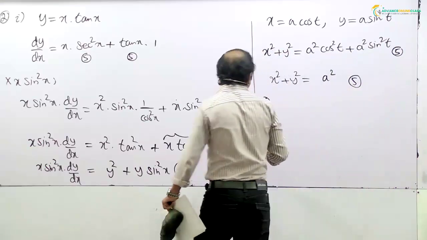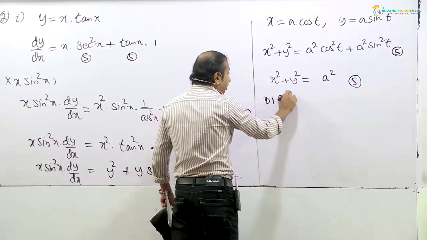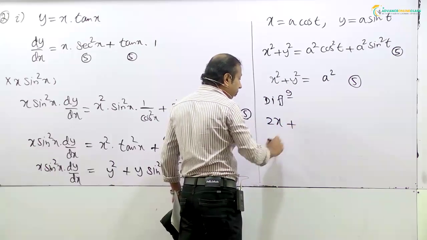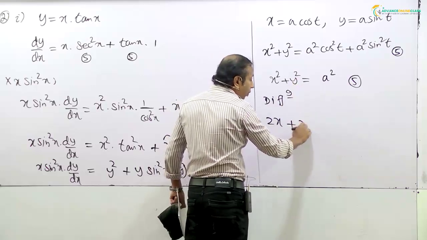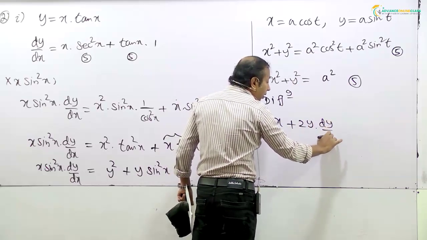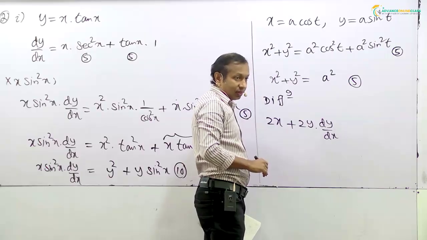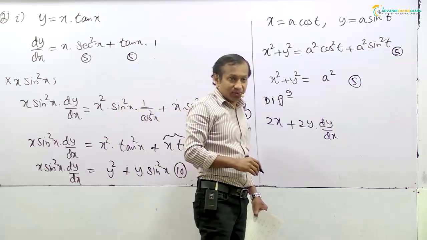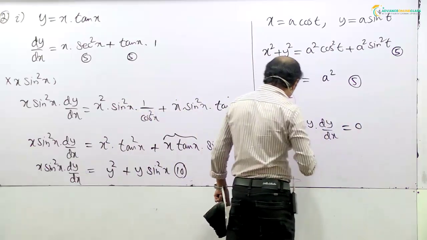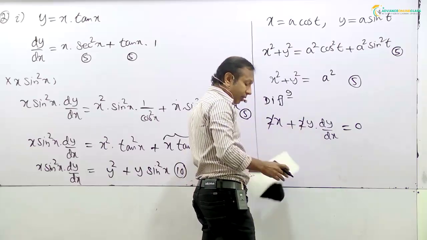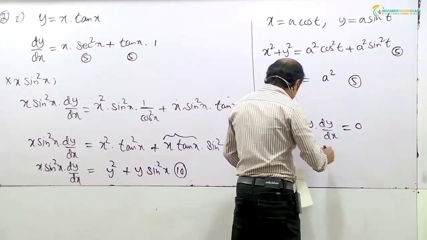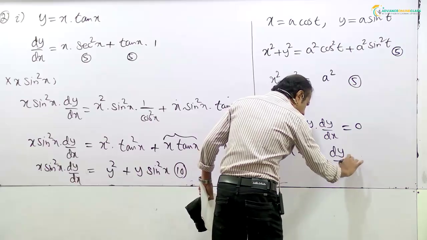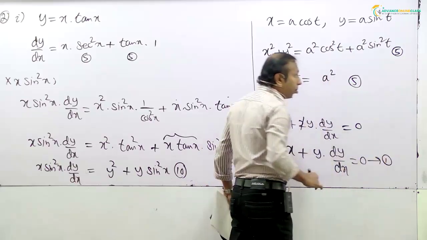Now differentiate this. What do you get? The derivative of x squared is what? 2x, plus the derivative of y squared, how? 2y dy by dx. Correct, no? What is the derivative of a squared? a is a constant, the derivative is 0. Cancel this and this. I'll take this as number 1. What is this? x plus y dy by dx equals 0. This is number 1.